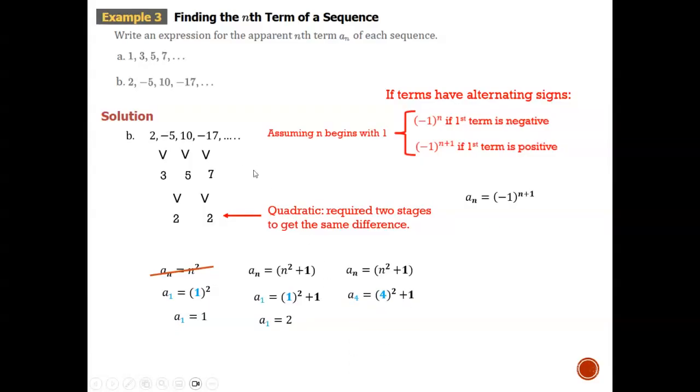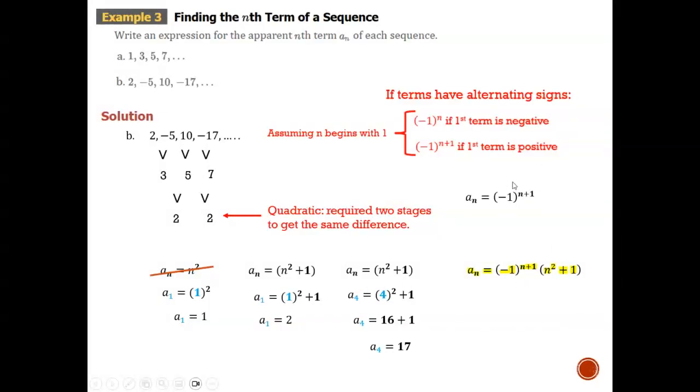Again, I'm going to plug in a 4. I should get the fourth term. 4 for n, 4 squared is 16. 16 plus 1 is 17. It should be a negative 17, but that's going to come by adding this right here to our equation once we find it. So it does work. It gave us the 17, so we know that it's n squared plus 1.